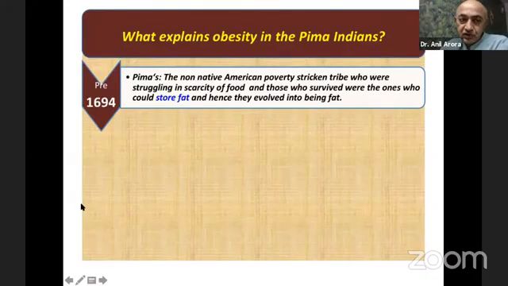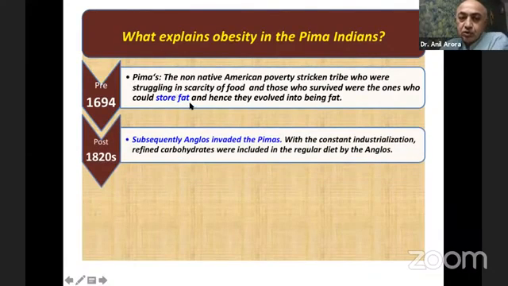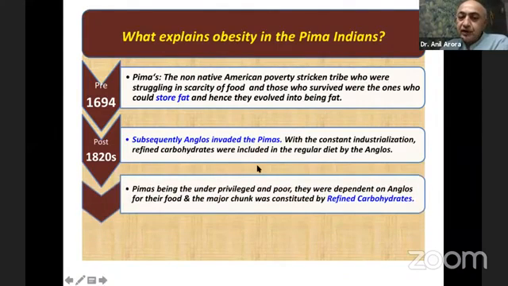So before 1695, it was the need of the hour that those who were fat would be able to store the food and hence they survived. The rest possibly vanished. Subsequently, in the 1820s, the Pima Indians were invaded by Anglos. And with the constant industrialization and the introduction of refined carbohydrates, which became part of the staple diet provided to the Pima Indians.